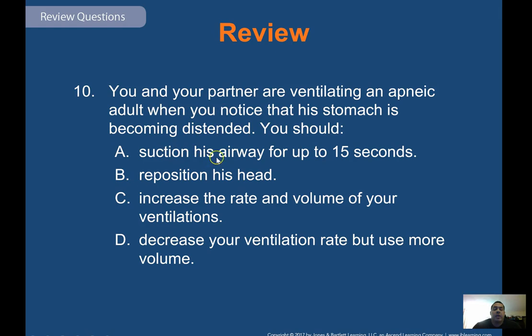So does it say anywhere in here where it says any secretions in the airway? No. So you're not going to suction his airway. If his stomach is being distended, what's the reason for that? Are you giving too forceful or too rapid ventilations? Most likely. So you're not going to increase the rate and volume of your ventilations. And you're not going to decrease your ventilation. Well, you're probably going to decrease your ventilation rate, but you're not going to use more volume. You're going to reposition his head, reposition the airway, right?